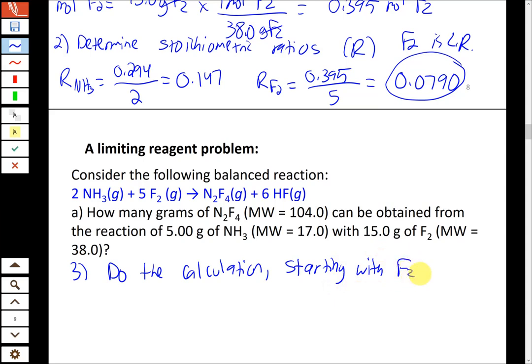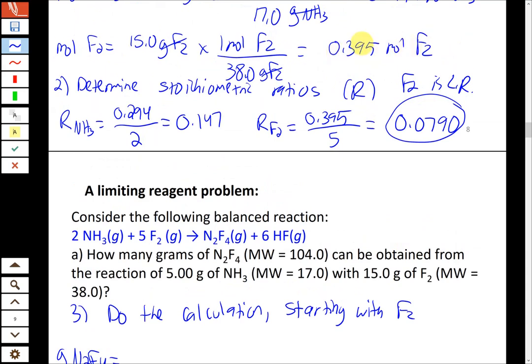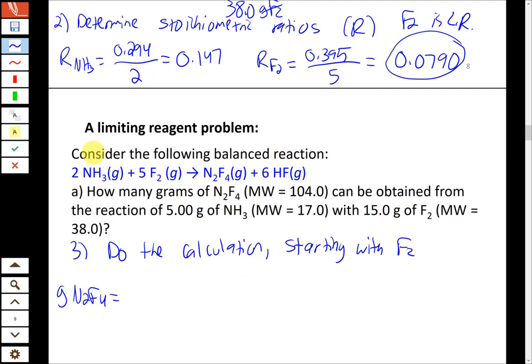So we could, again, start with grams of F2. So what we're looking for, let me get that first. We're looking for grams of N2F4. That's our ending point here. And again, we're going to start with F2 because that's our limiting reactant. We could start all the way back with the mass of F2 that we're given directly in the problem, or we already calculated the moles. That's going to be our first step anyway, so we can just start with that number as well. You'll get the same answer either way. It's one less step because we've already done this conversion into moles. So I'll just start with that.